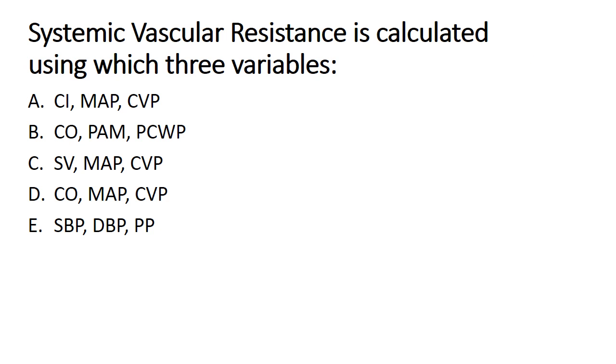Here's another question. Systemic vascular resistance is calculated using which three variables? A. Cardiac index, mean arterial pressure, CVP, B. Cardiac output, mean pulmonary artery pressure, wedge pressure, C. Stroke volume, mean arterial pressure, CVP, D. Cardiac output, mean arterial pressure, CVP, or finally E. Systolic blood pressure, diastolic blood pressure, and pulse pressure.